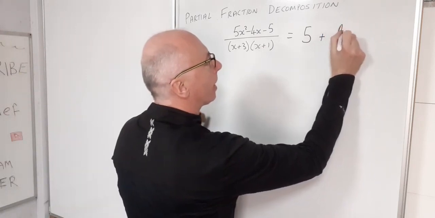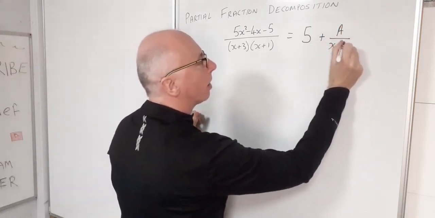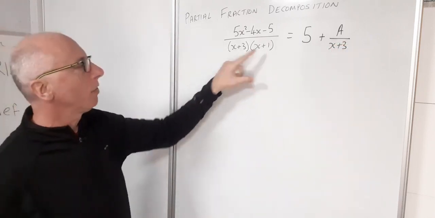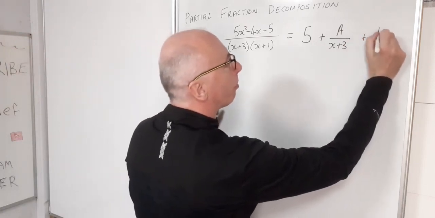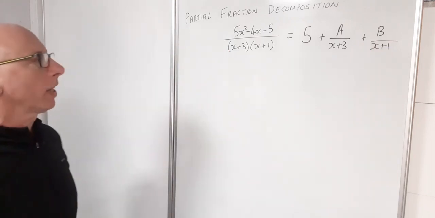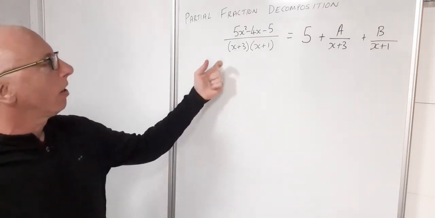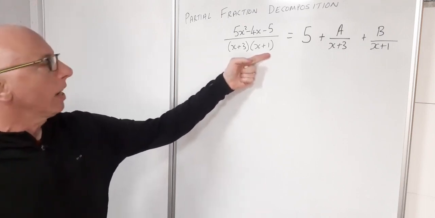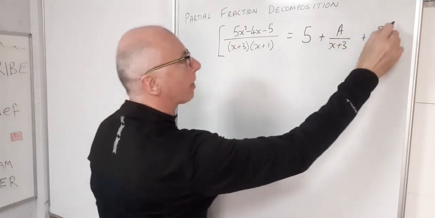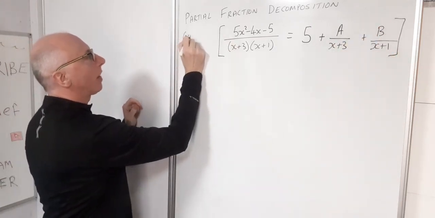So I'll have A over x plus 3, and my next constant will be B over this factor. So I'll have B over x plus 1. Okay, right. Now what I need to do is to multiply both sides by this expression here. So let's do that. So put a big bracket round everybody, and then multiply up by these two factors here.